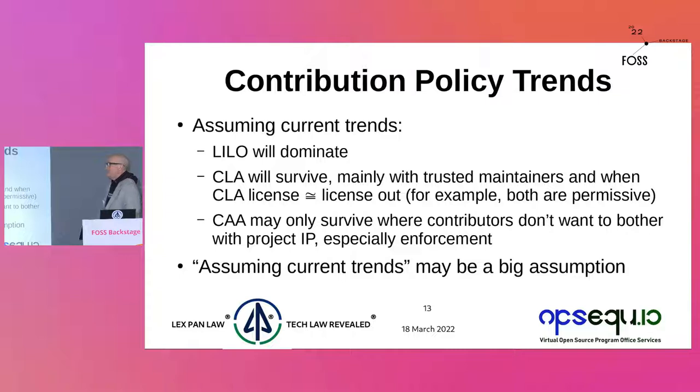Now, if those trends continue, I think you're going to see much more dominant use of the license in, license out model for projects in the future. I think CLA, Contributor License Agreement, will continue to survive, mostly because a lot of projects still use it and a lot of people trust the projects that they will not misuse the rights that they've been granted by the authors to do things like change to a bad license or things like that.